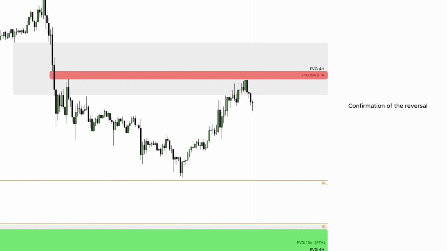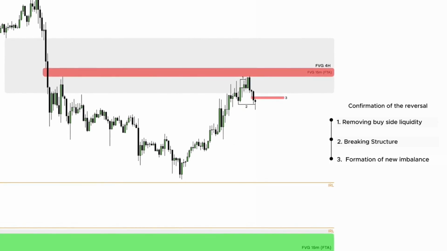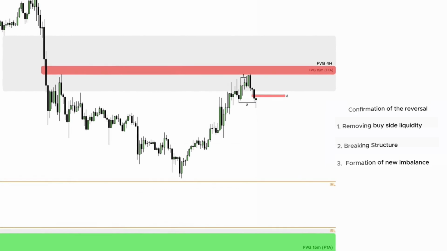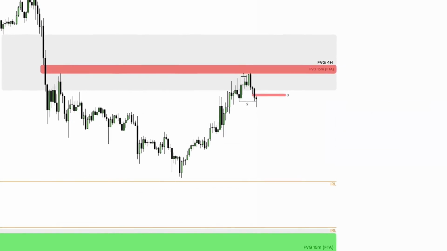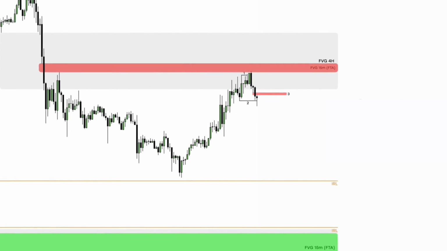Confirmation includes 3 key factors. The removal of buy-side liquidity, followed by a sharp drop that is accompanied by a break in structure. And finally, the most important thing is the formation of a new bearish imbalance which signals the beginning of a downward order flow. Even if a break in structure does not occur, a bearish imbalance will serve as an early sign of a reversal and will become a zone of interest for opening a short position.